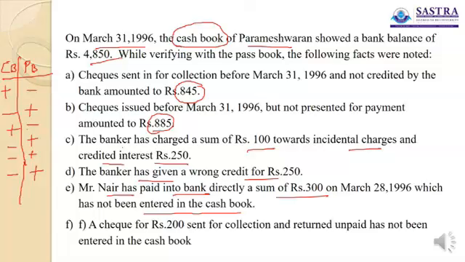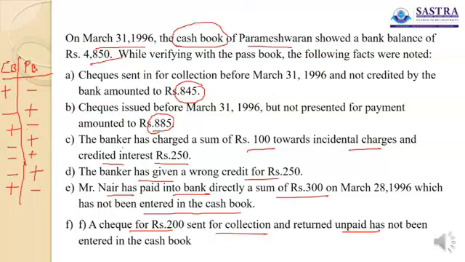Come to the next. A check for rupees 200 sent for collection and returned unpaid. Whenever you send a check for collection, before that you would be entering it, as is the practice, into the cash book bank column, so that it keeps the cash book balance plus. Whereas the same has not yet been collected by the banker but unpaid because of no balance, so that check has been returned by the banker to whom it is sent for collection, so that it keeps our passbook's balance lesser.